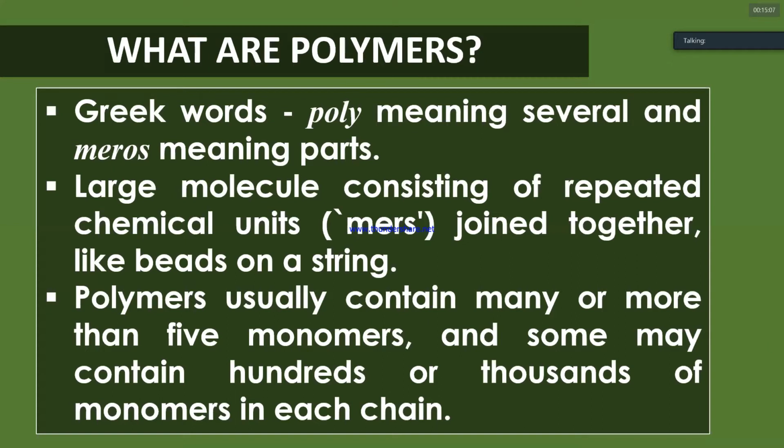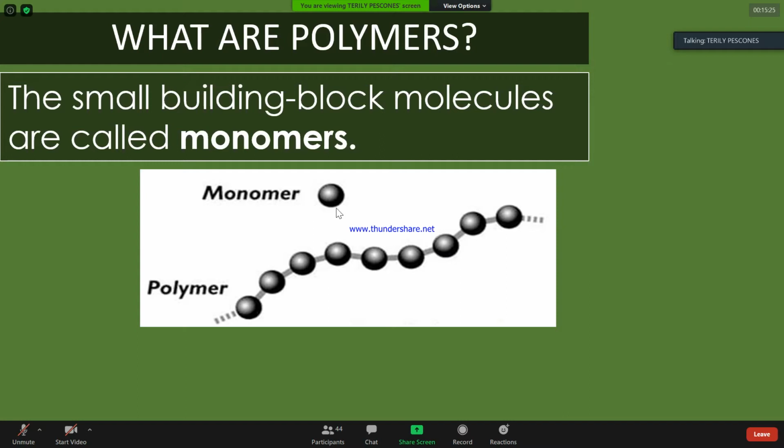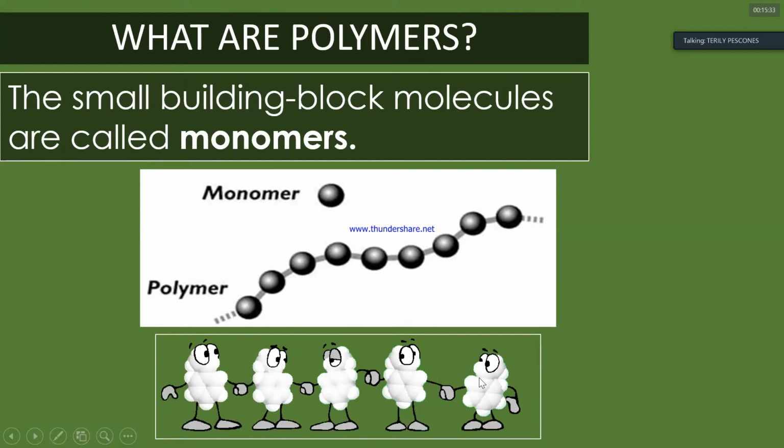Okay, so next we have the small building block molecules called monomers. Ito yung mga single unit that were joined to form polymers. So, ang tawag natin doon sa single unit is the monomer. Halimbawa, dito sa nakita dito, it has what? It has 5 monomers. This polymer has 5 monomers.